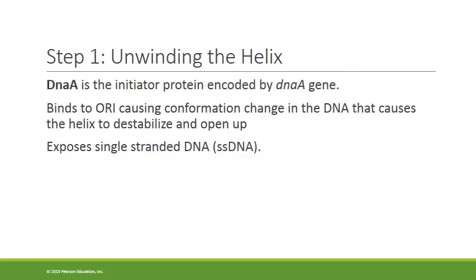I'm going to give you the brief overview of DNA replication and talk about what each one of those enzymes does in the process. So we have our E. coli DNA. It is double-stranded, and I drew out some pictures. Some of you would recognize this from genetics, to talk about what each one of these proteins does in the process. So DnaA is what we call the initiator protein. That's the one that binds to the oriC, causes that conformational change in the DNA that causes the helix to destabilize and open up. This exposes the single-stranded DNA.